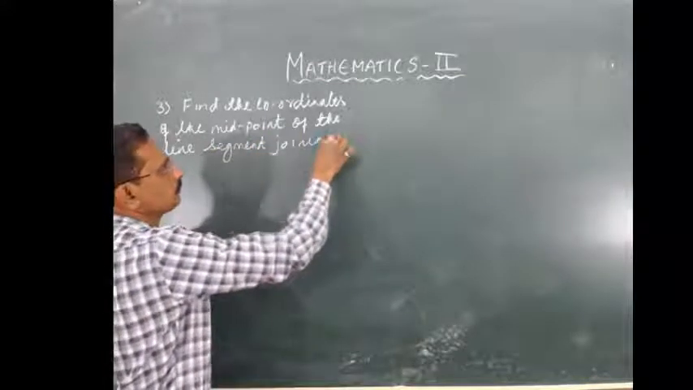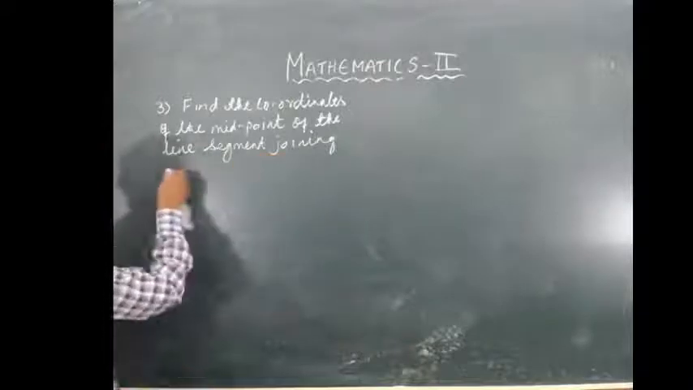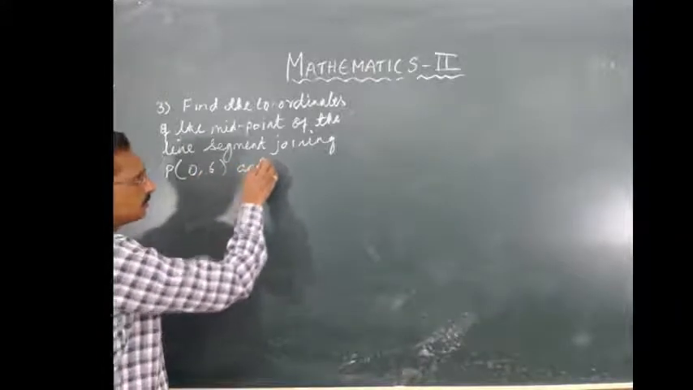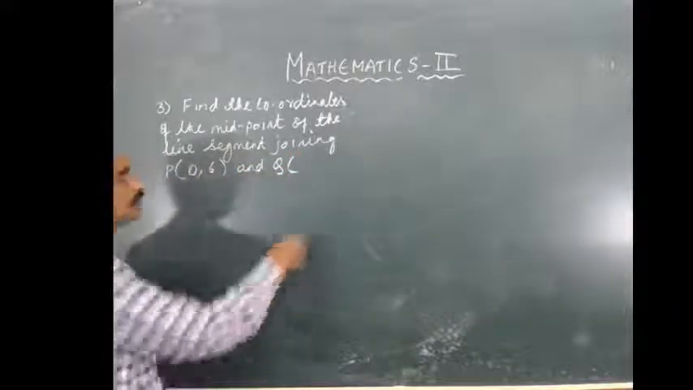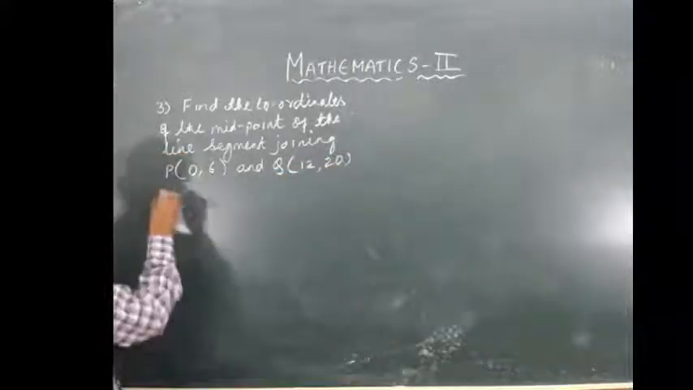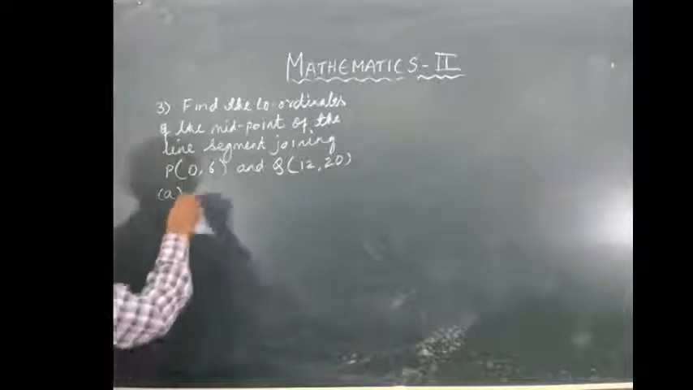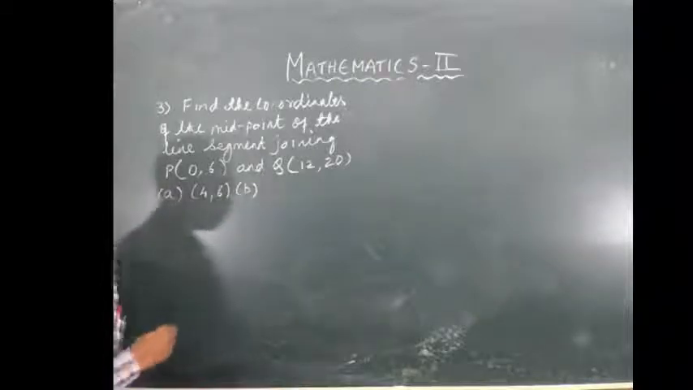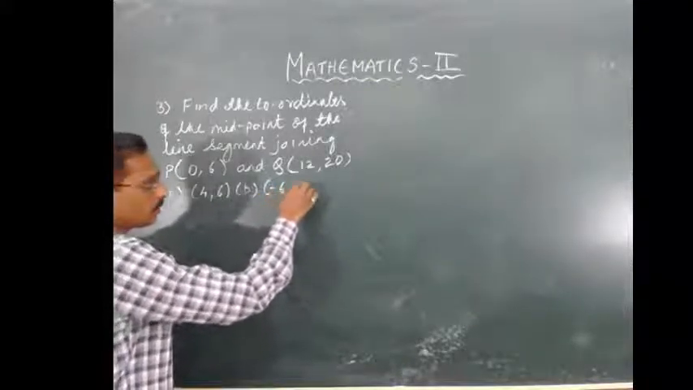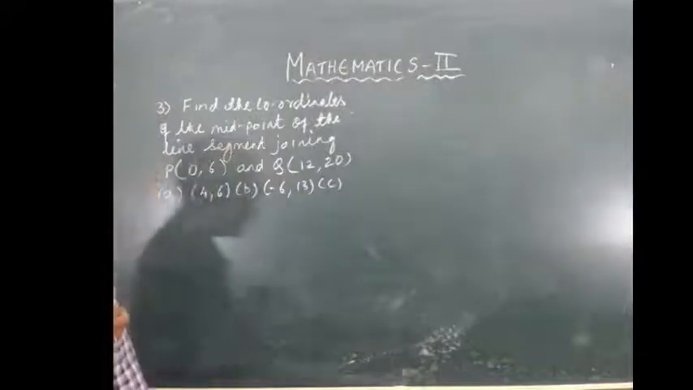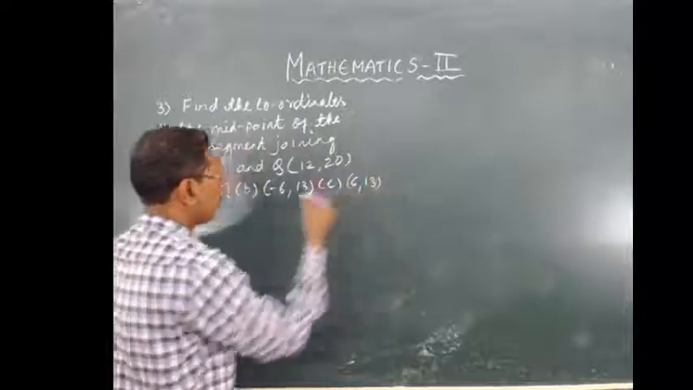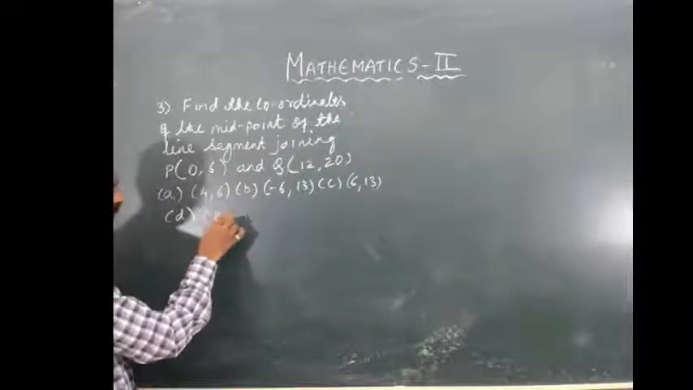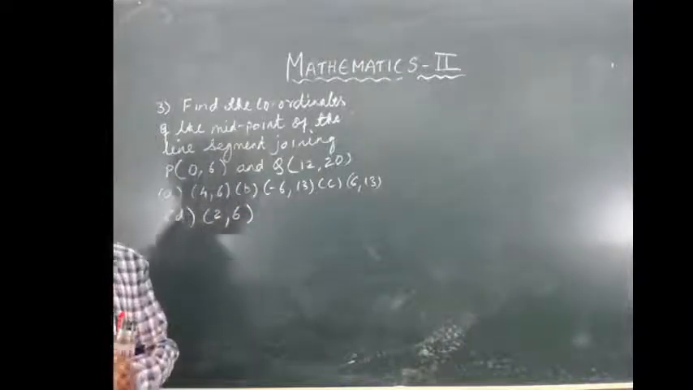joining 2 points P(0, 6) and Q(12, 20). Our options are: A is 4, 6. B is minus 6, 13. C is 6, 13. And D is 2, 6. So these are the 4 options given to us.